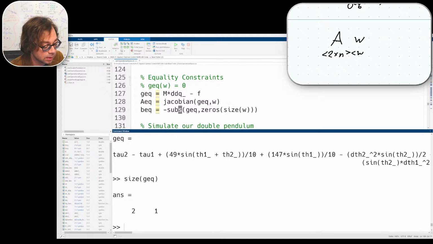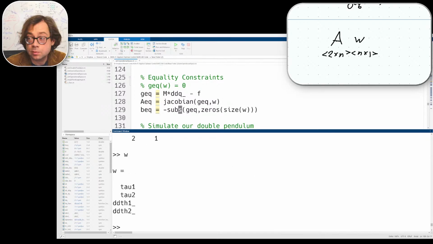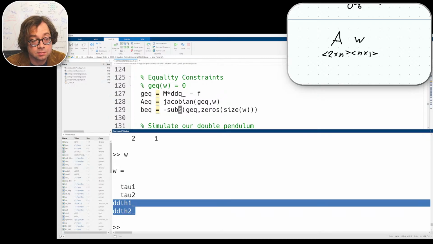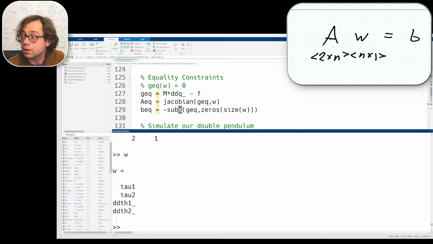Then W is going to be an n by 1. Let's take a look at W. W should be 4. That's right, because we have 2 torques and 2 accelerations. That should be correct. However, if we're doing the matrix multiplication here, this 2 by n times n by 1, the result should be a 2 by 1. These outer matrix dimensions give a 2 by 1. So what's going on in the code? Why is that not working?